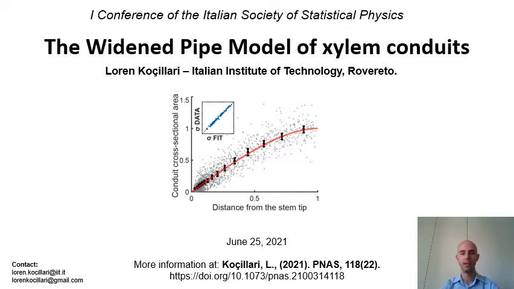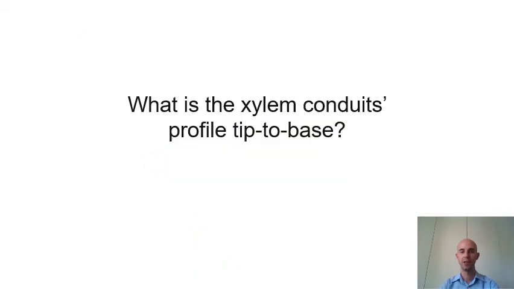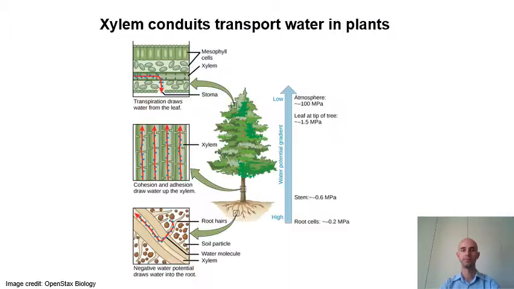The aim of the study was to investigate the variation of the conduit cross-sectional area as a function of the distance from the stem tip. Now the study has completed and you may find more information in this reference here. More in particular, we aimed to address the following question. So what is the xylem's conduits profile tip to base?